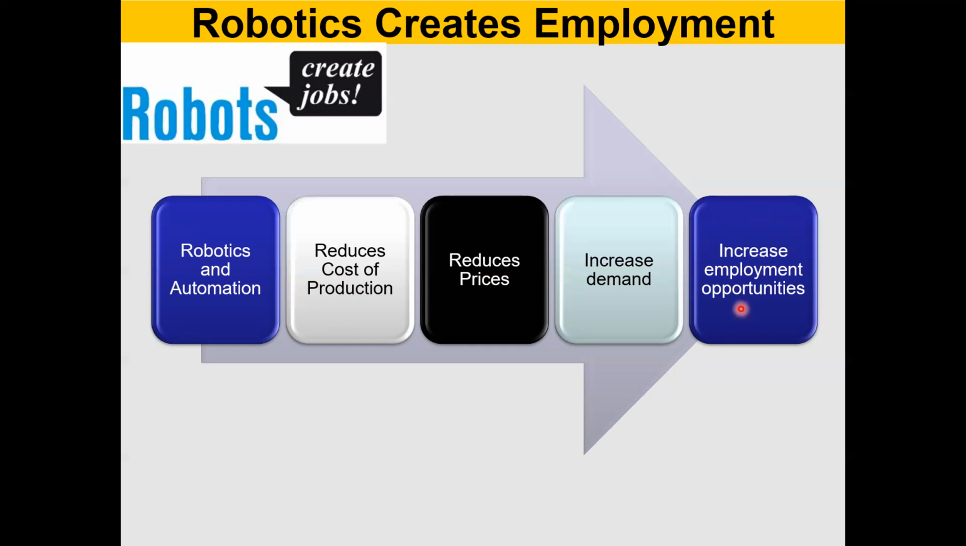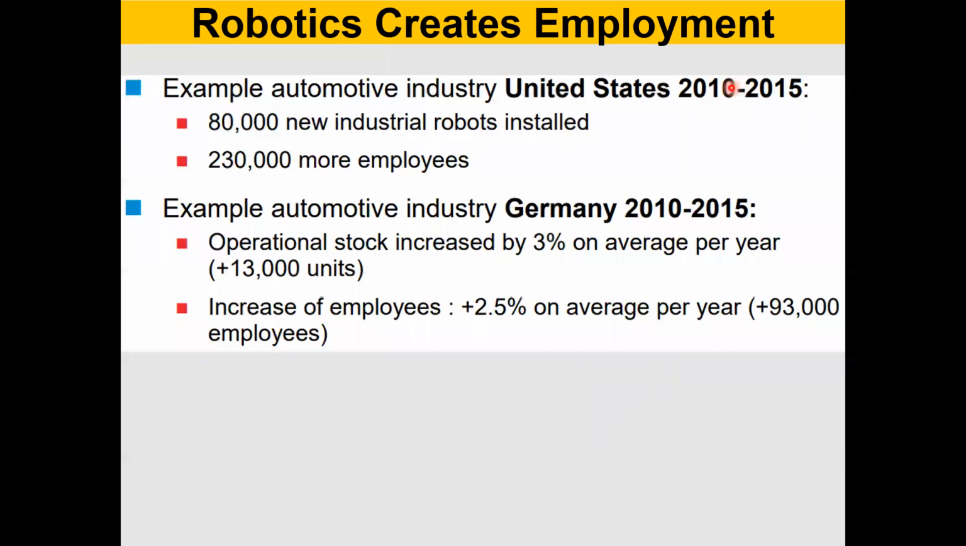Okay, so we'll eternally be as we are today. So this is the story about how robotics can change the manufacturing flow, right? And now let me give you some examples. The first one is from the automotive industry of the United States, from 2010 to 2015. Over that period of 5 years, in the US, they installed 80,000 new industrial robots, 80,000.